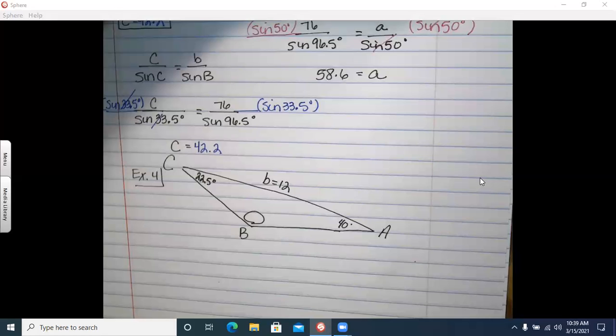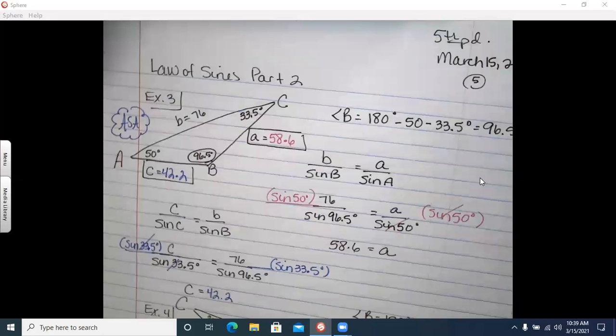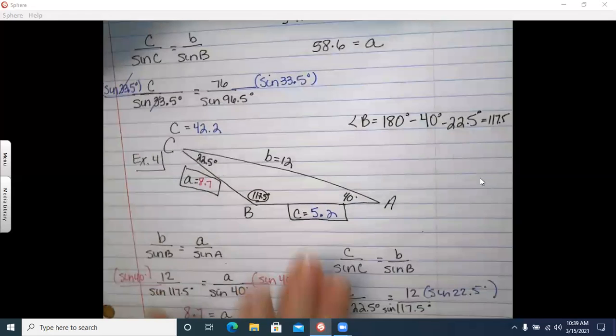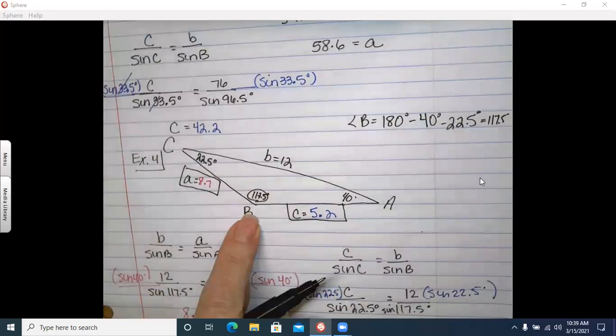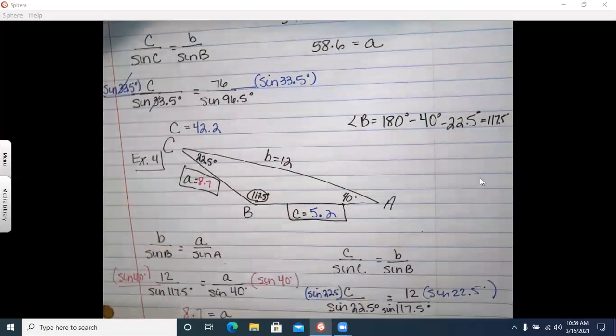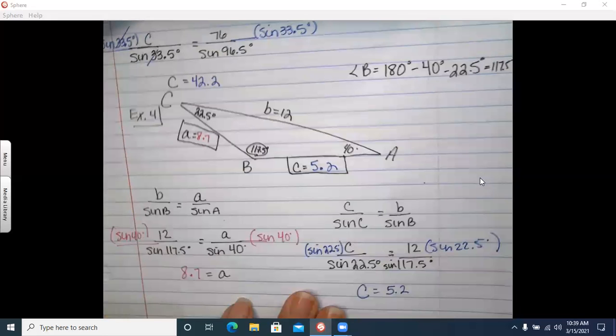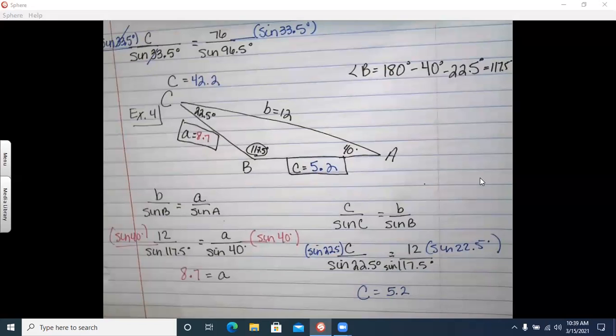Y'all ready? Or you want me to wait? So I got for angle B, 117.5 degrees. For side A, I got 8.7. And for side C, I got 5.2. So y'all got? Yeah. Anybody have any questions?